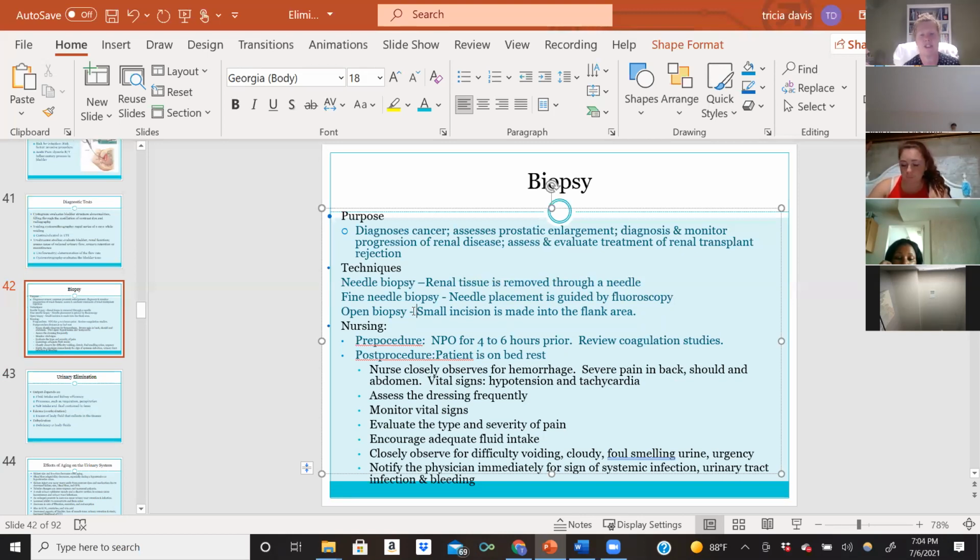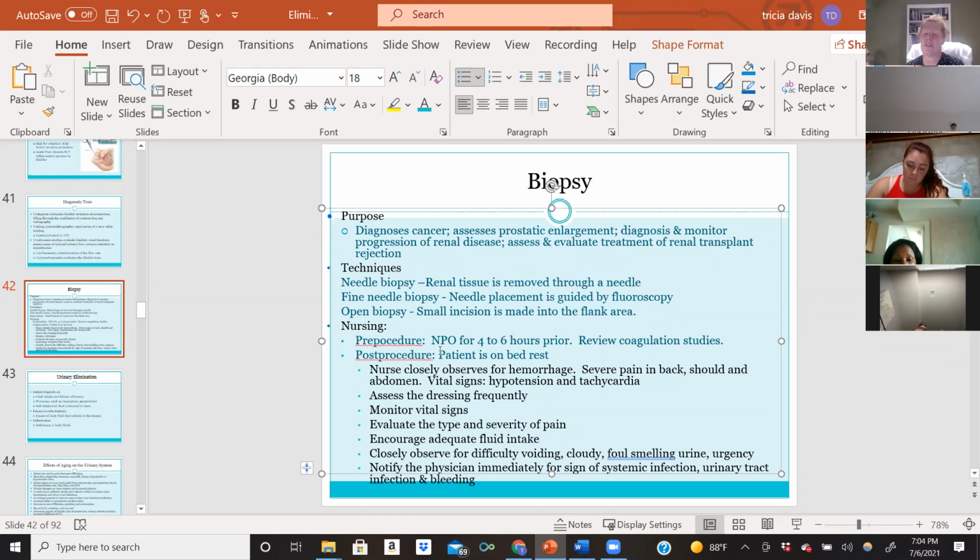And then post-procedure, the patient is usually on bed rest. Again, usually it's just a hospital policy. Sometimes it's an hour flat, sometimes it's 2 hours. When they come back to us, we are going to be monitoring that dressing that's on their back. Sometimes it's a Band-Aid. If they have to do an open biopsy, there's going to be probably a gauze and some Tegaderm on there. So we want to monitor that dressing for active bleeding, signs of hemorrhage.